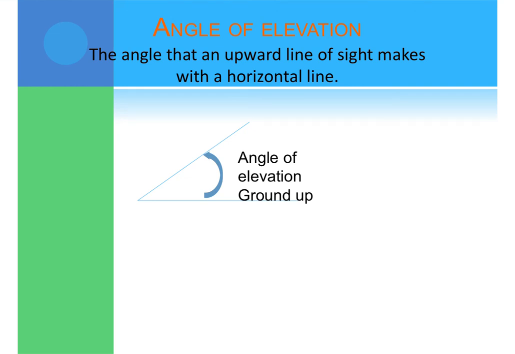Site that makes a horizontal line. In other words, like this horizontal line will be the ground, and then your angle of elevation will be whatever angle is created looking up. So it's this angle looking up, okay?